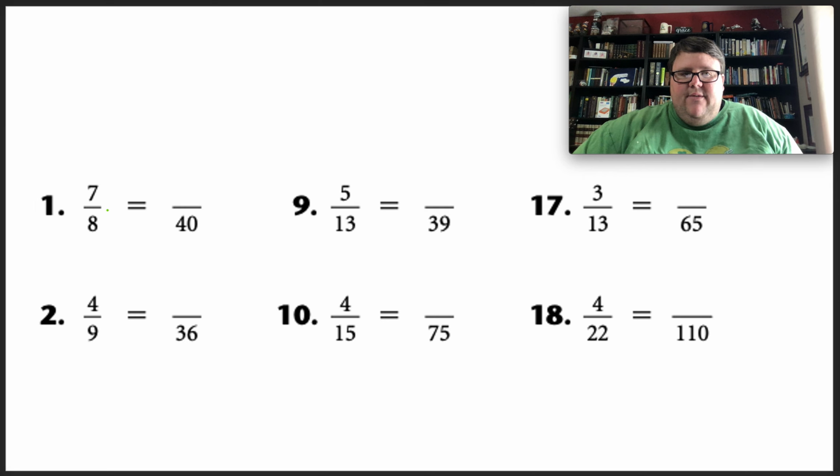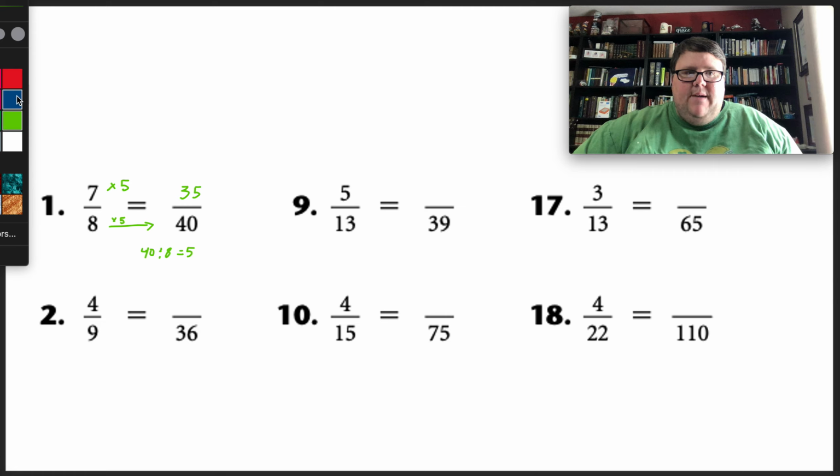So 7/8 equals what over 40? What did I do to 8 to get to 40? If I did 40 divided by 8, that equals 5. So I multiplied by 5. So what do I do to the 7 on top? I multiply by 5. And what is 7 times 5? Good. It's 35.